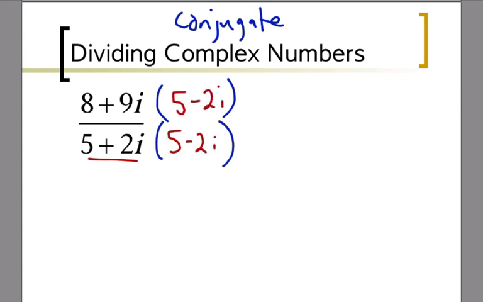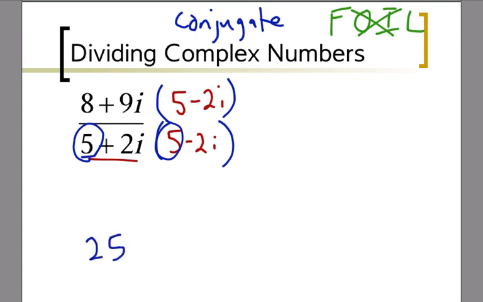Now again, the nice thing about multiplying by a conjugate is you don't have to do the whole FOIL process. You just do the F and L. There's no OI. In other words, I just multiply my first, the 5 times the 5, which gives me 25. And then I get my negative 2i times my positive 2i, which should give me negative 4i squared. Now, that's the bottom. The top, I have to do the full FOIL process.